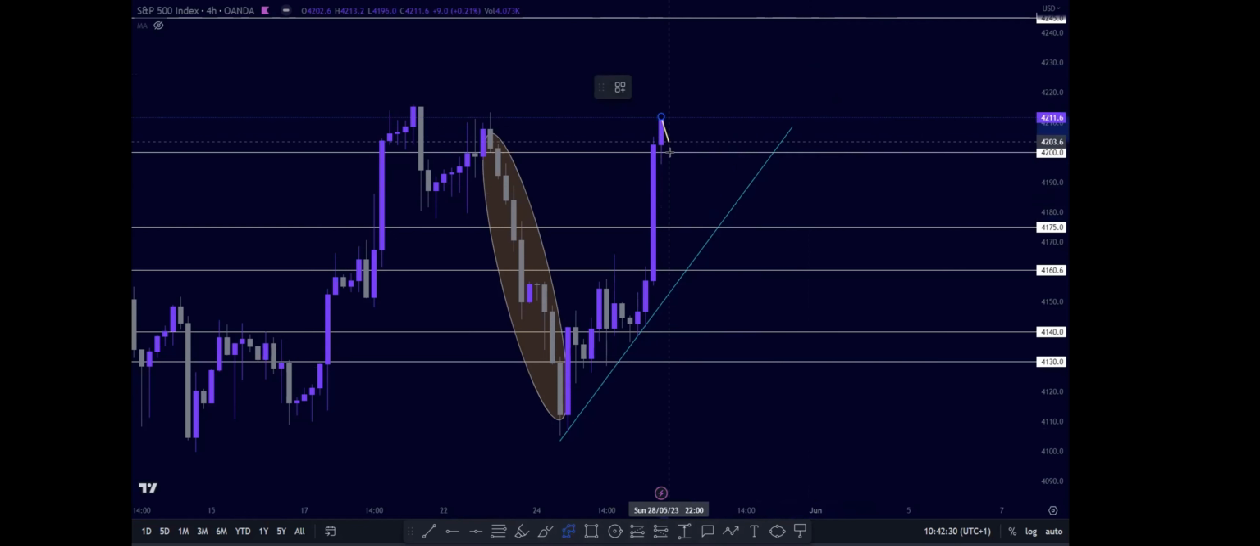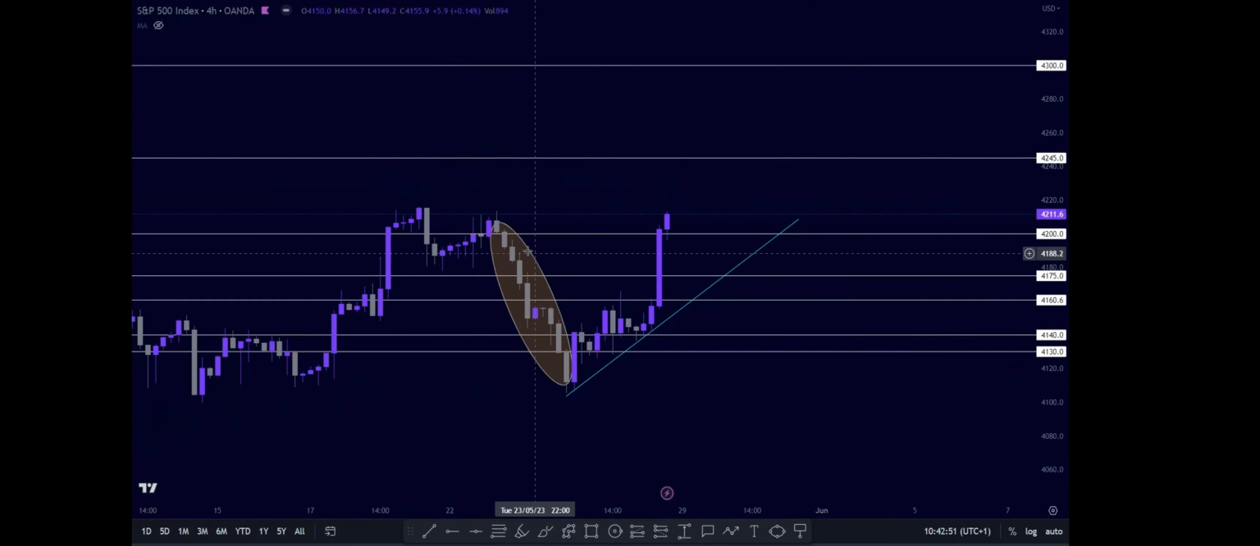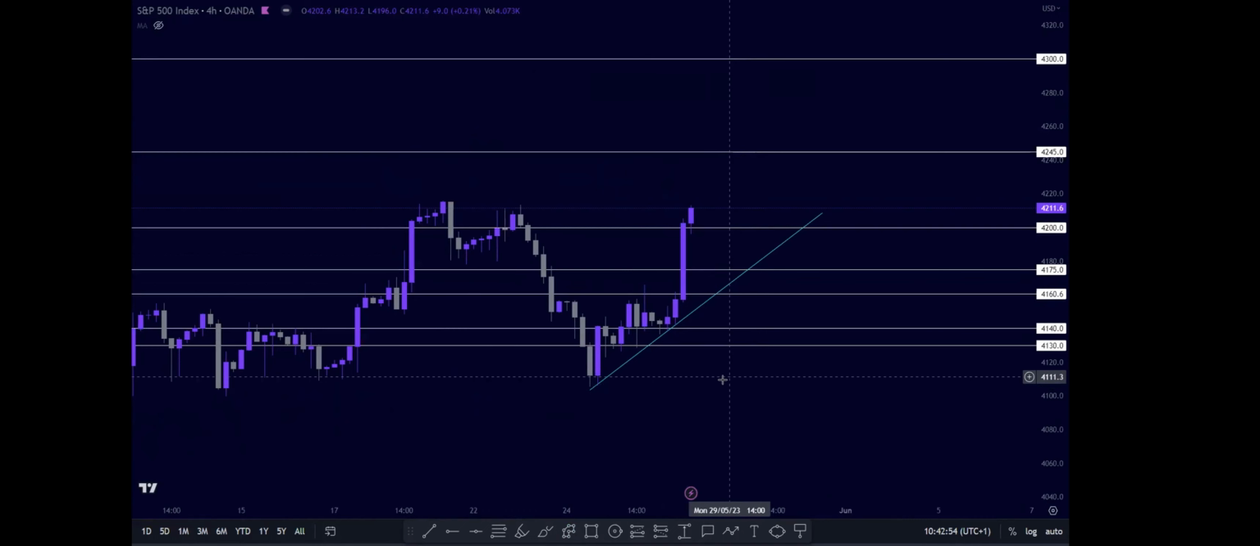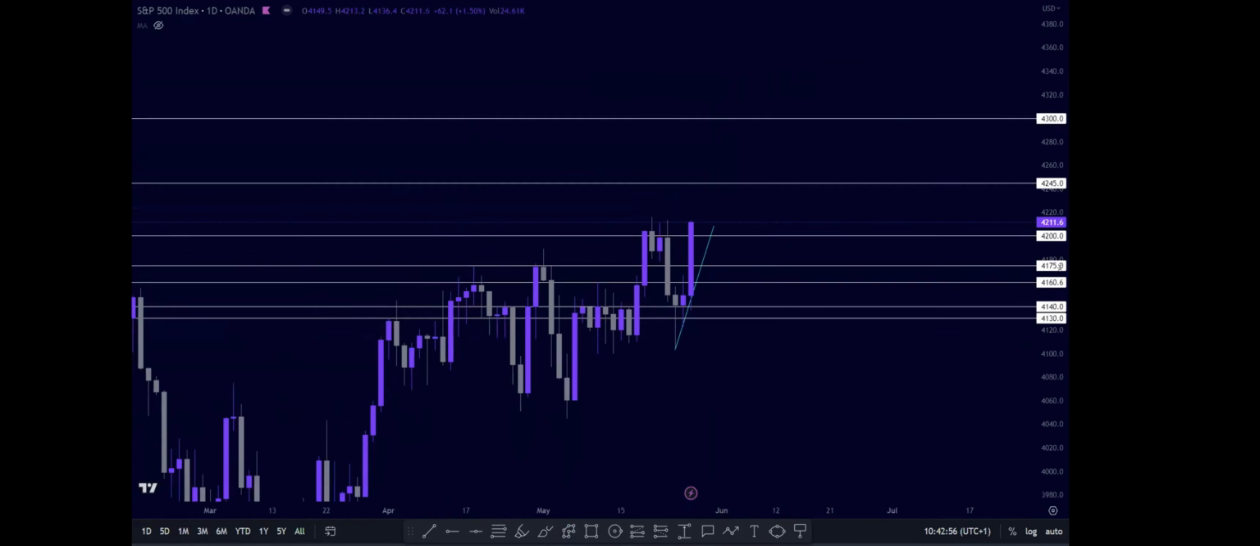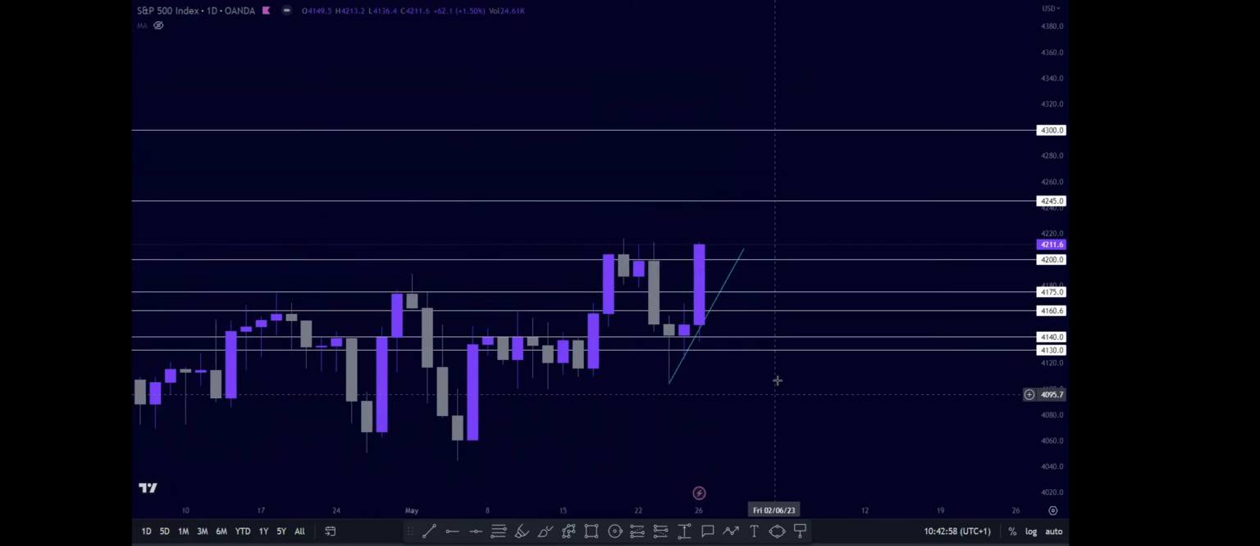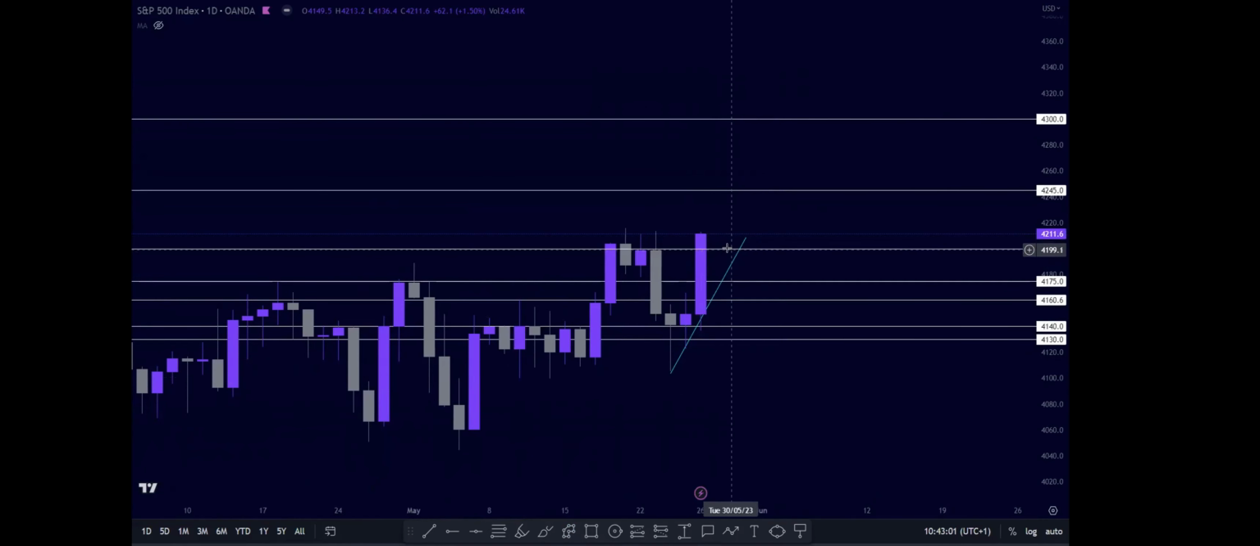I say with these gaps down below, though, I would like to see price come back and either retest this area here, which is around, let's say, the 4160 area. If price can establish support at 4160, I'll be waiting to see if price can establish support at 4140 before taking off. But yeah, say 4200 established support, we'll look to take buys into 4245.